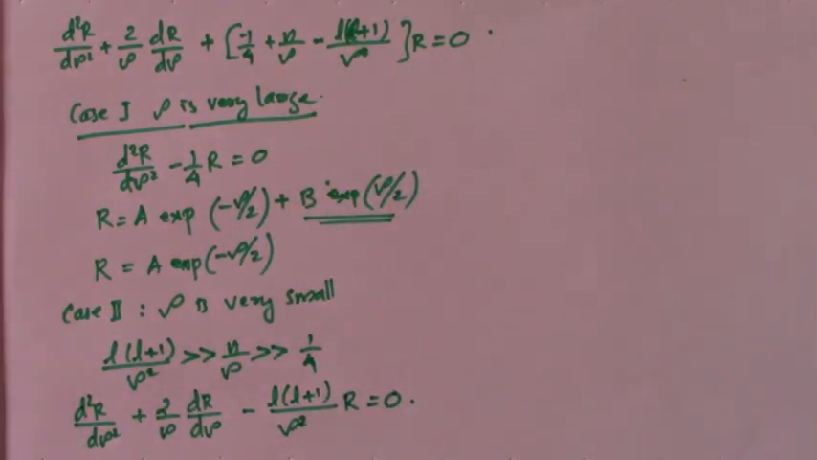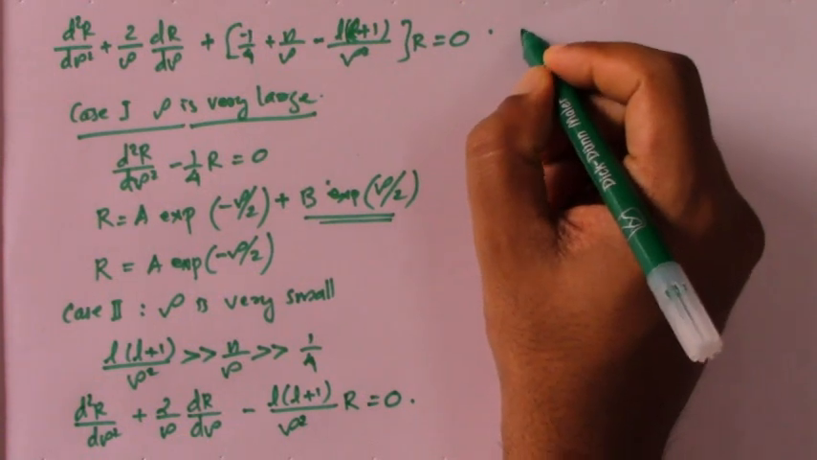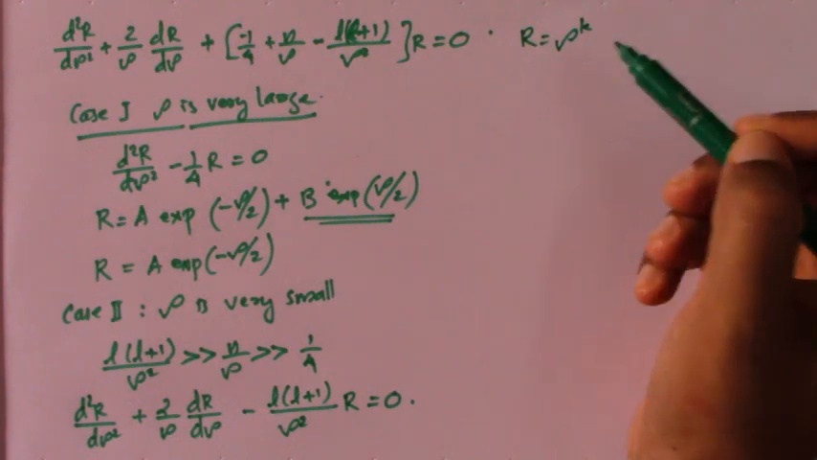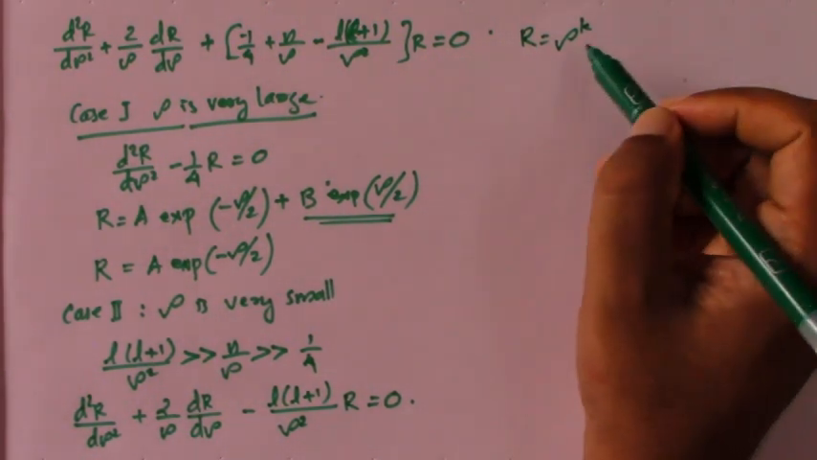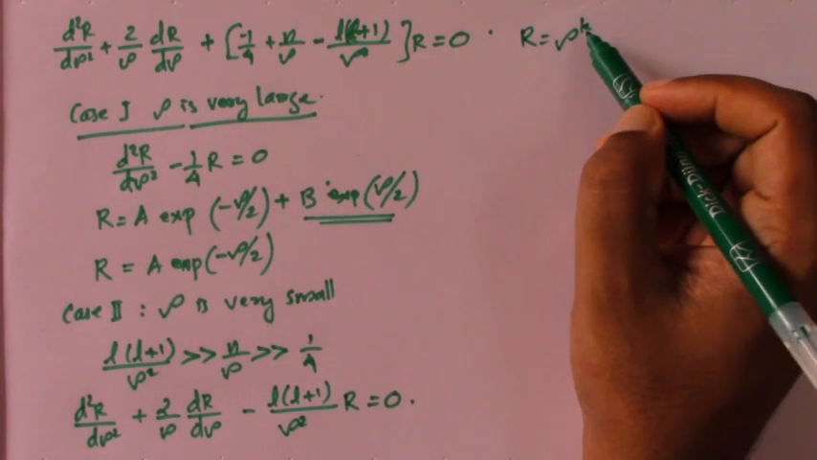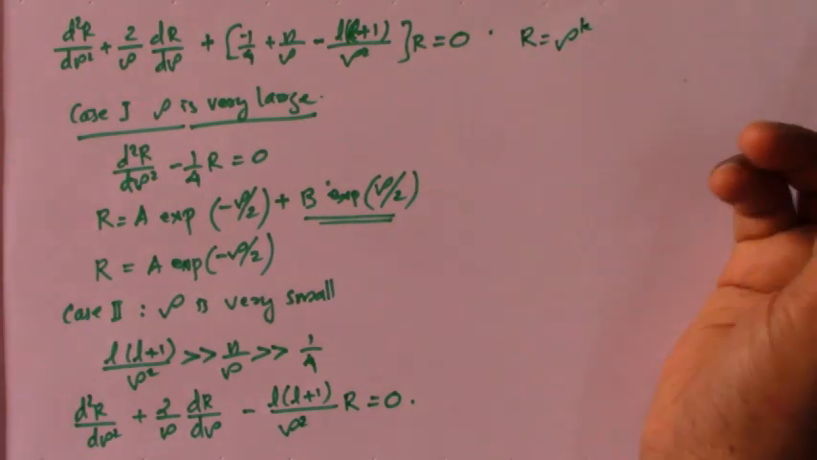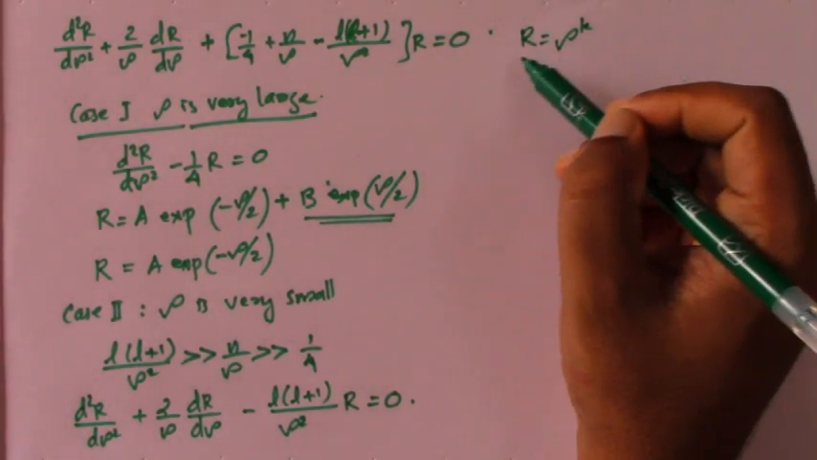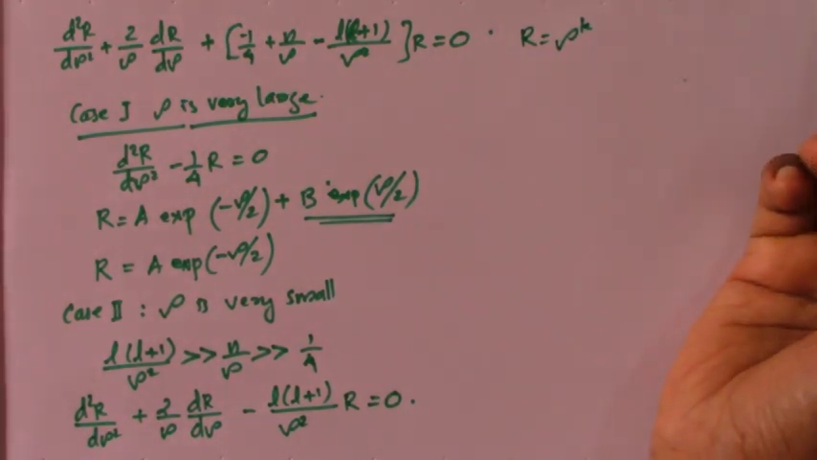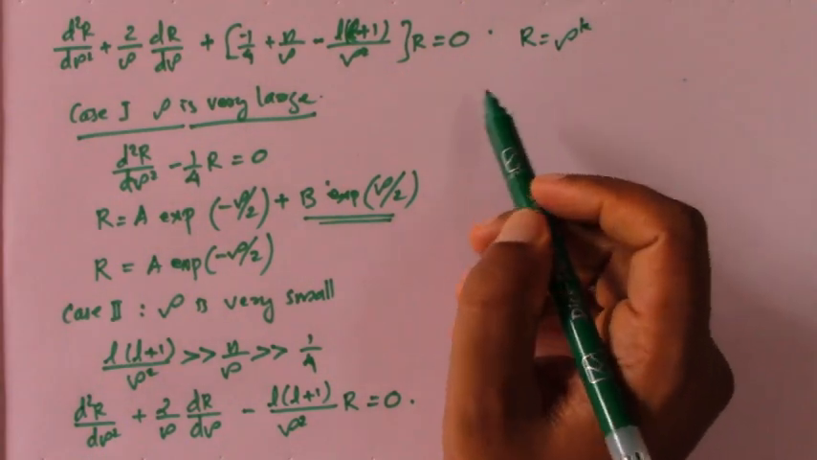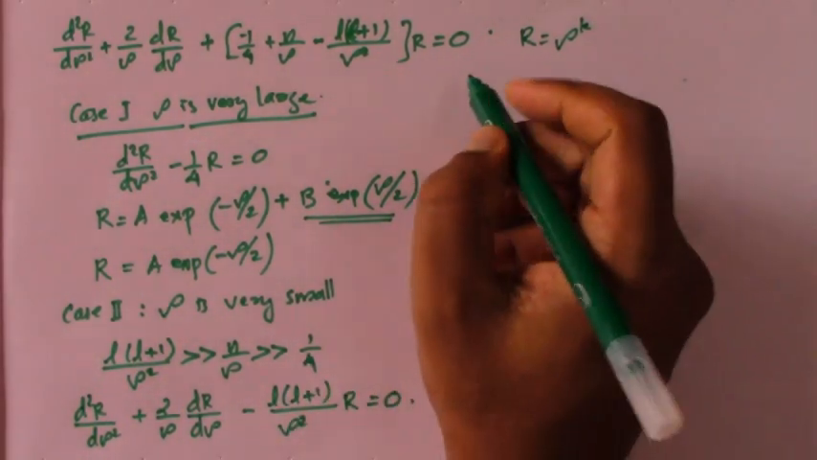Let us assume that the solution of this equation, that is r, is ρ raised to k, because we already know that r is a function of ρ. We assume that ρ raised to some power k will be equal to r, but we don't know the value of k. So we have to find the value of k so that this equation is valid. That's what we are going to do. So let's assume that r is equal to ρ^k.